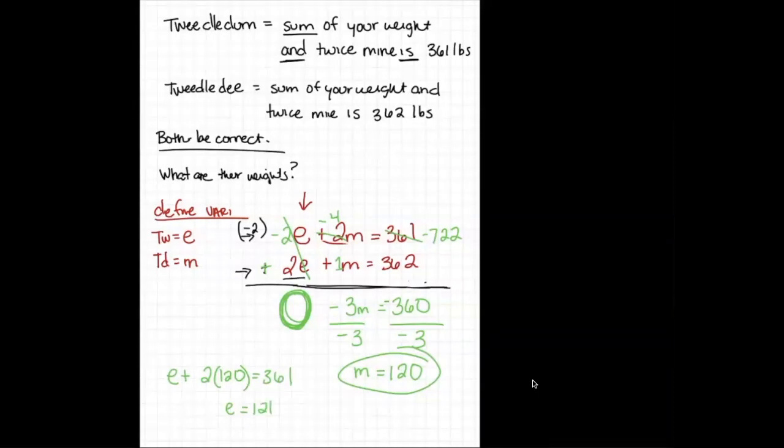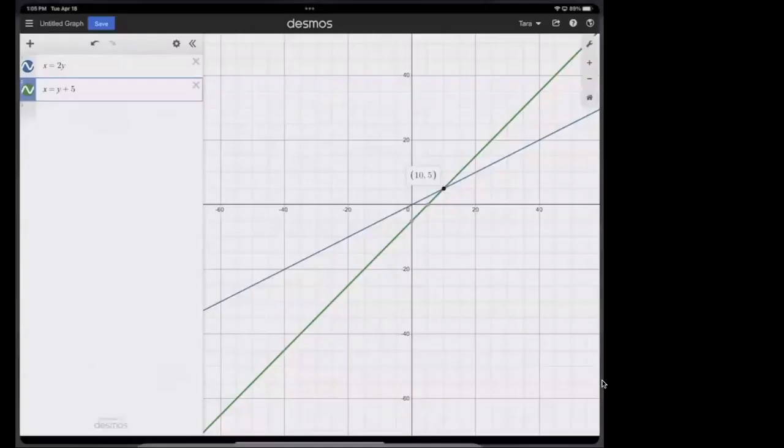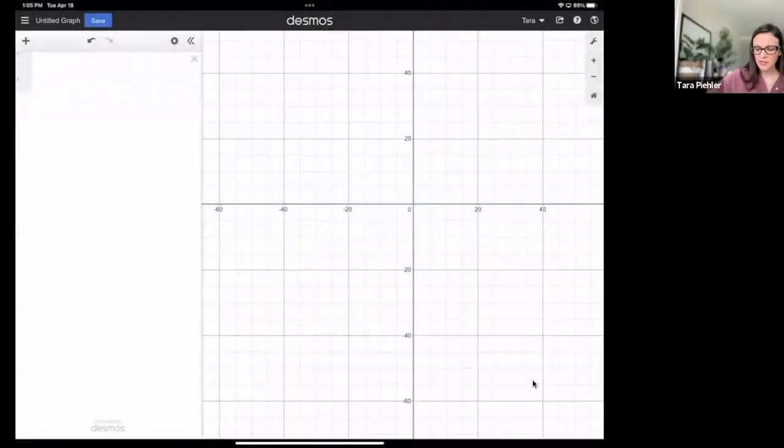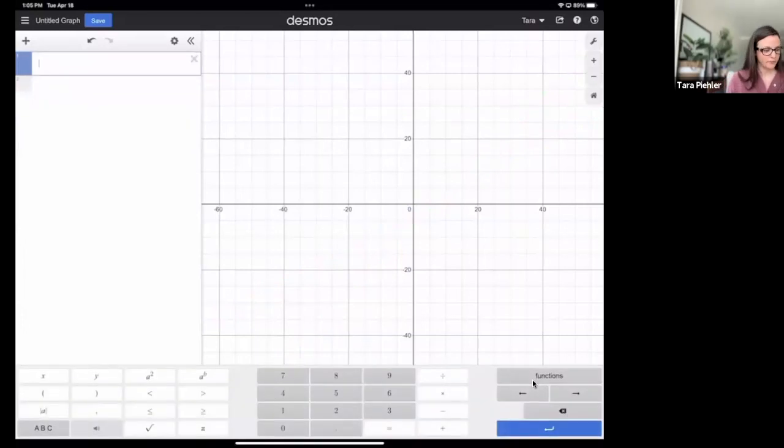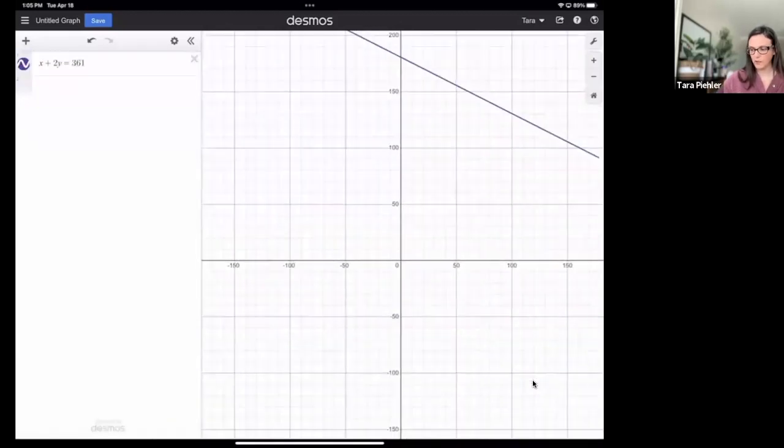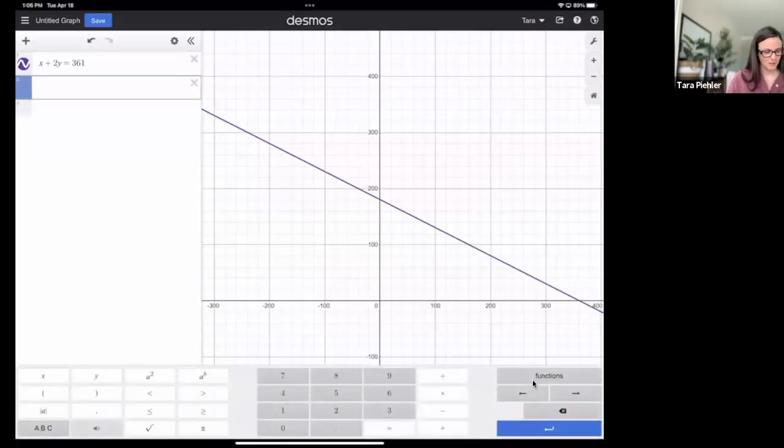Oh, we did not get to show you that. All right, to show you these equations as lines, let's use x and y with both of your equations. Your first equation was E plus 2m equals 361, so we'll say x plus 2y equals 361. We're going to have to fan out here. It's large numbers. Our second equation was 2x plus y equals 362.